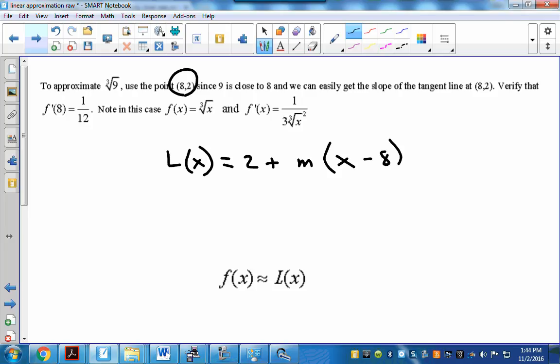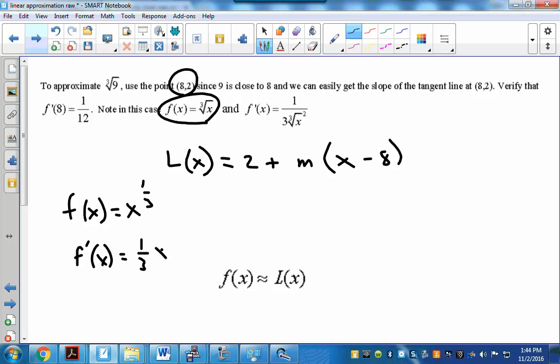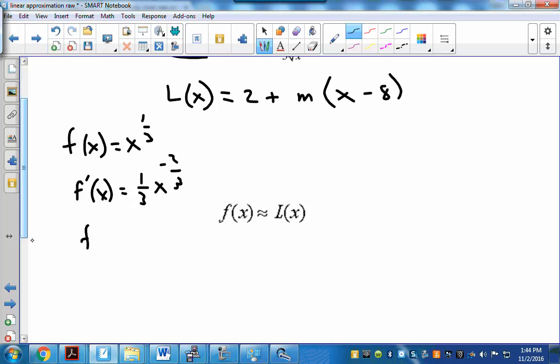Now, in this case, f is x to the 1/3, which means the derivative using the power rule is 1/3 x to the negative 2/3, right? Okay. And we're supposed to evaluate that at 8. So f prime at 8 is 1/3.